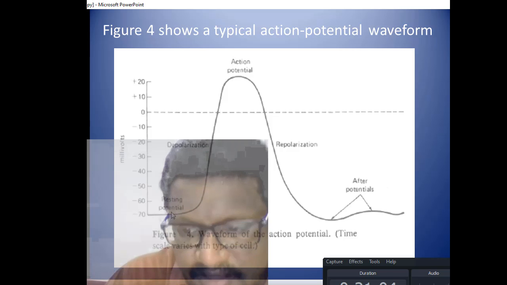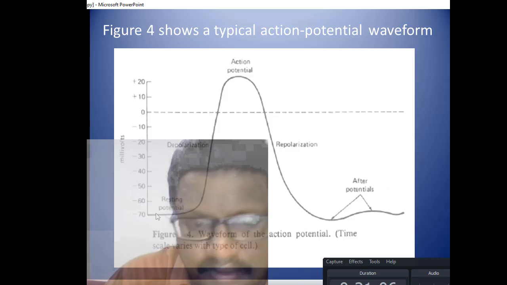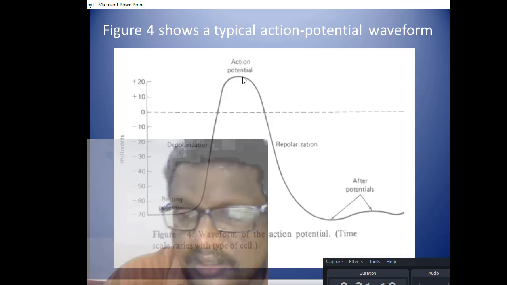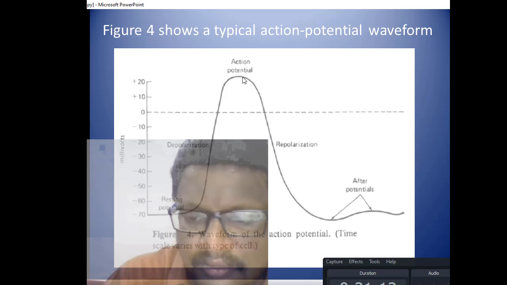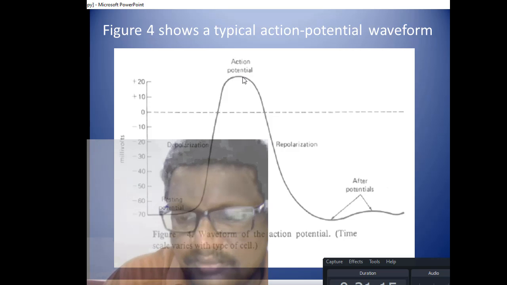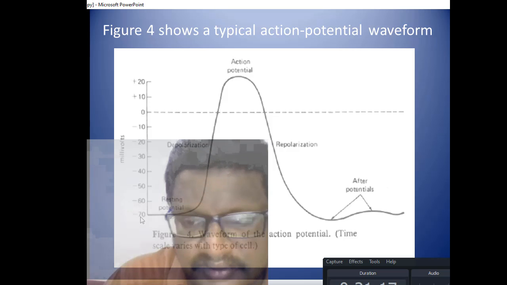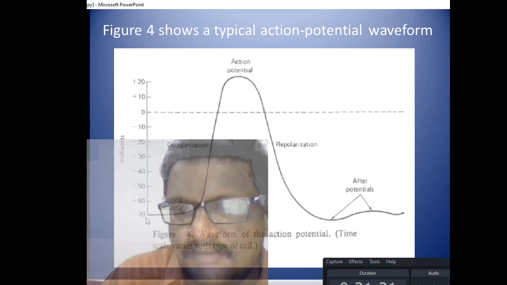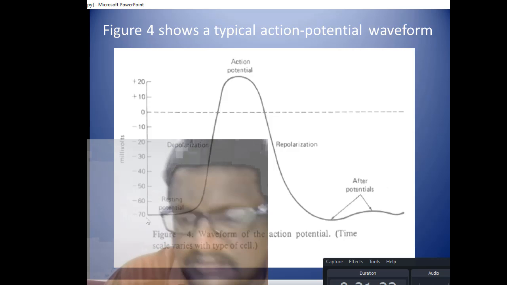In the resting state, the inside of the cell is negative. When it is excited, it goes to positive. We are talking about the inside of the cell. That is very important; if you take both inside and outside into consideration, it will be confusing. So think about the inside of the cell. Inside of the cell is negative. That is called the resting state. The cell is very much resting. So the inside of the cell is negative.